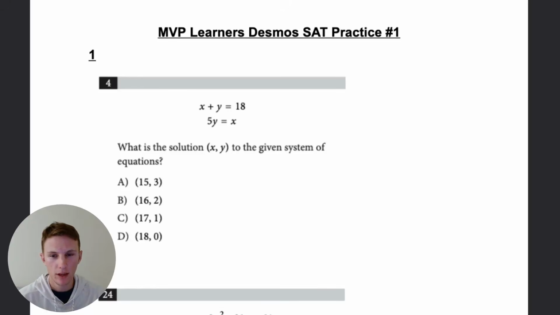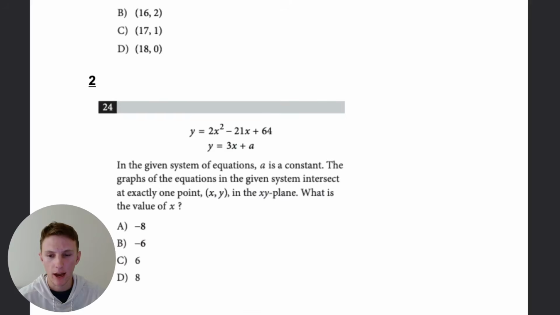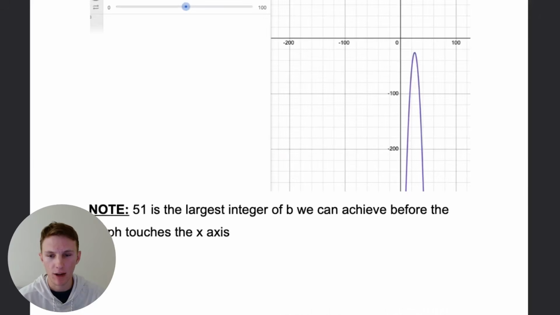So now you know everything you need to know for Desmos on the SAT. It's just a matter of applying it. That's why I went ahead and created this Desmos guide. I created a list of 5 practice problems that you can do.